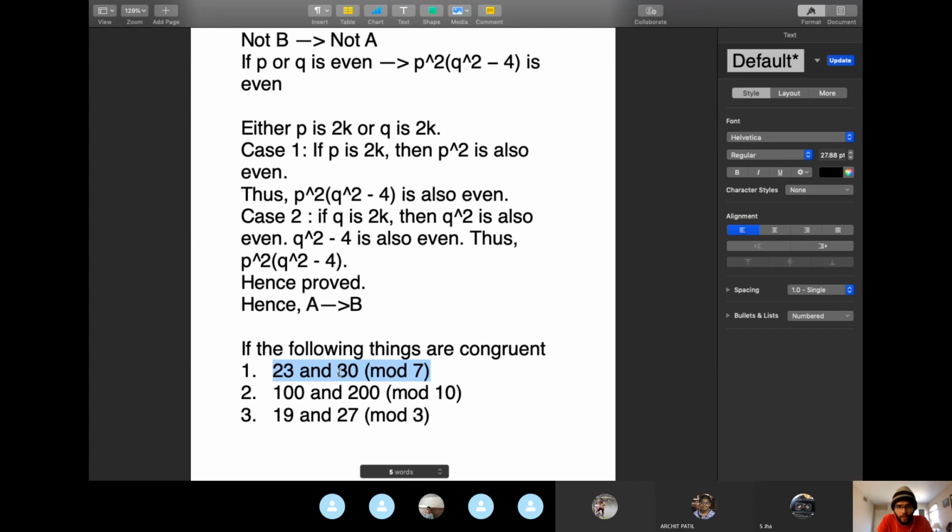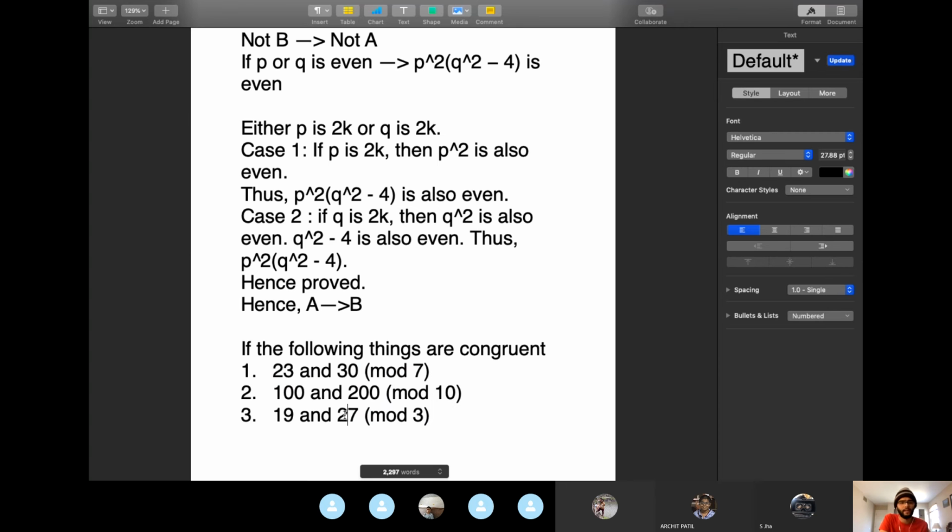Okay, good, because this is 7 times something plus 2 and this is also 7 times something plus 2. The next one, 100 and 200 mod 10, yes, because both of them are multiples of 10. And the last case, they are not congruent to each other mod 3, because this is 1 greater than a multiple of 3 and this is a multiple of 3.